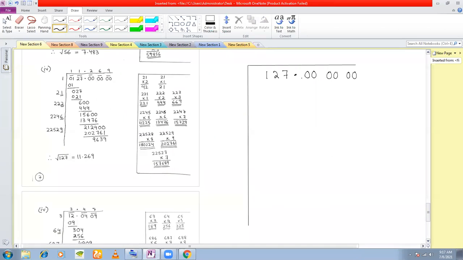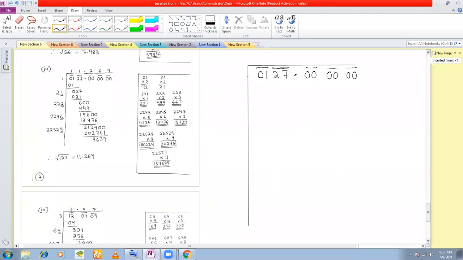Okay, so now start pairing. This is 1 pair. This is 1 pair. Now from the decimal, you start pairing from the right hand side. This is 1 pair, and 1 is unpaired, so you put a 0 here. You get another pair here.